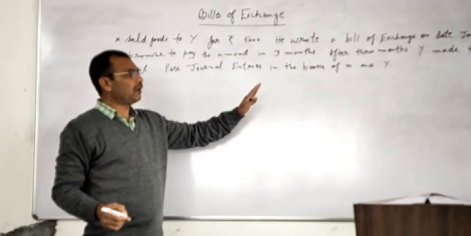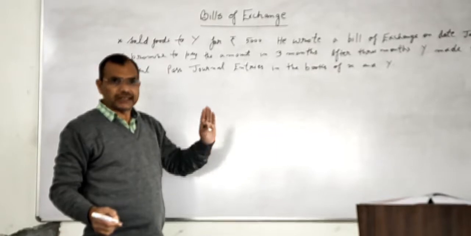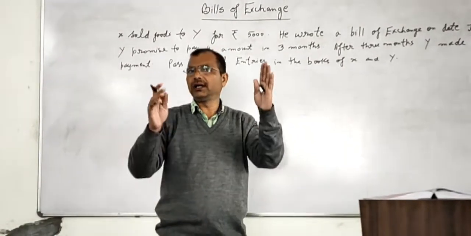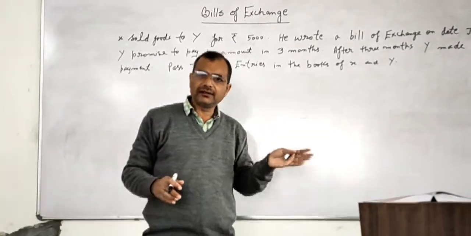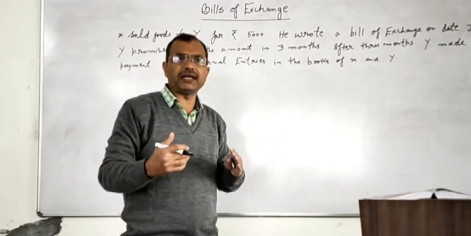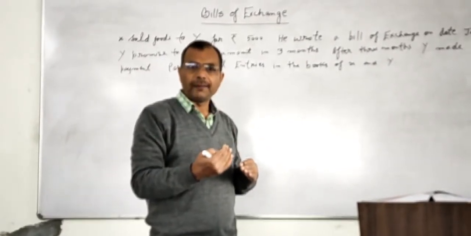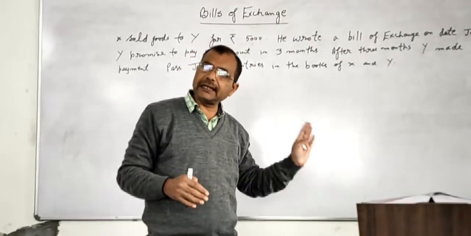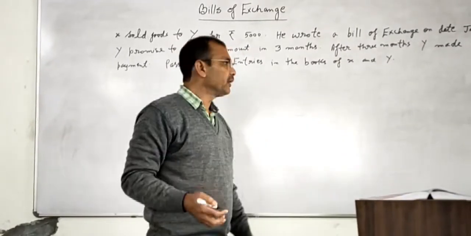Now we will see how we will solve. Before doing this question, we should understand the person who is selling the goods is called drawer, and the person who is purchasing the goods is called drawee. In other words, we can say the person who is writing the bill is drawer, and who is giving the acceptance of that bill is called drawee.